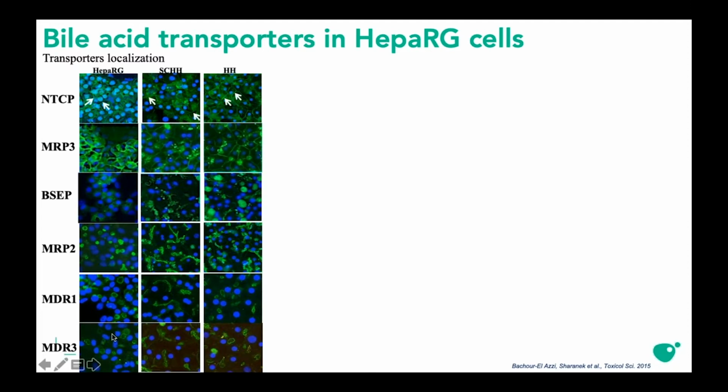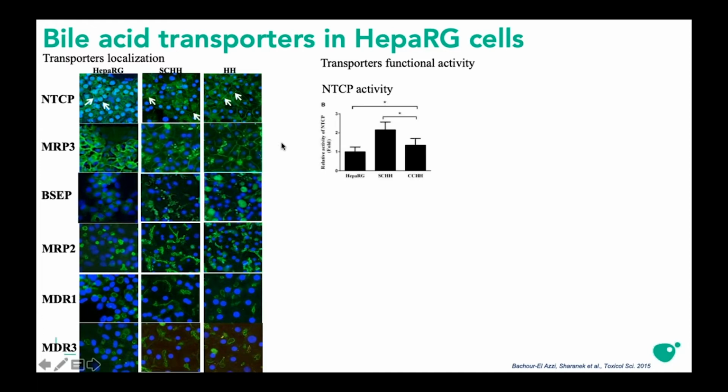While immunolabeling of BSEP is weaker in HepaRG cells, MRP2 and MDR1 show more intense labeling in HepaRG cells compared to human hepatocytes. Importantly, transporter immunolabeling was restricted to hepatocytes and HepaRG cells, as no labeling was visualized in biliary cells. After the validation of transporter localization, we assessed their activities. Activity of NTCP was measured using radiolabeled ursocholic acid. It showed that NTCP is functional in all three models, although its activity in HepaRG cells is weaker than human hepatocytes, which is in agreement with the faint labeling of NTCP observed in HepaRG cells.